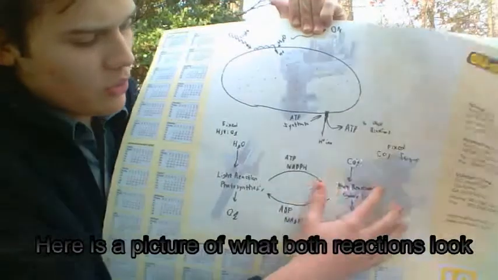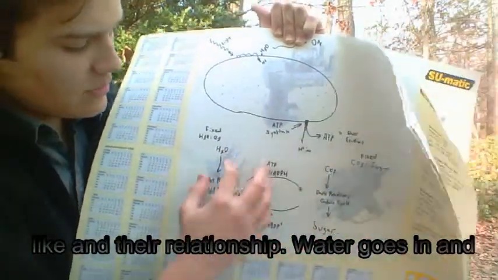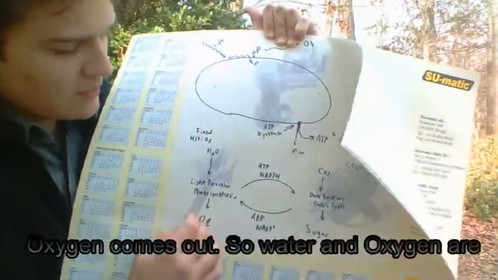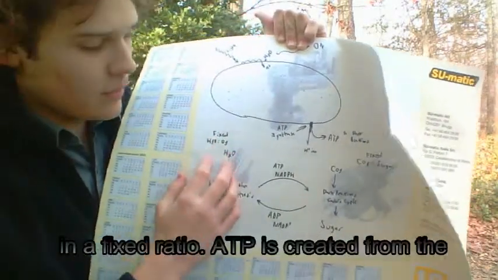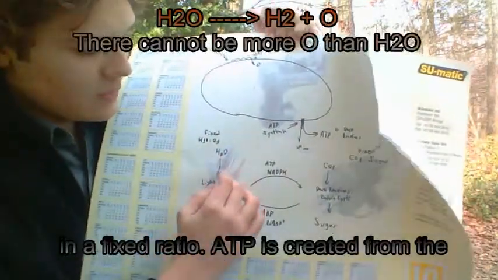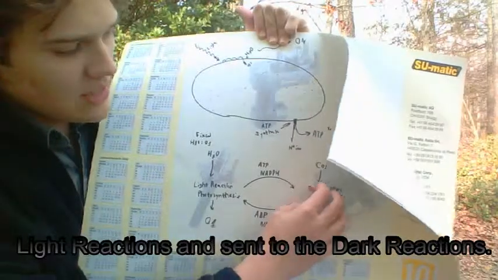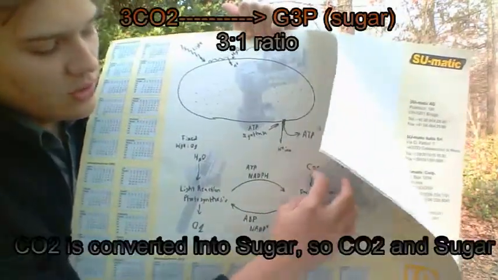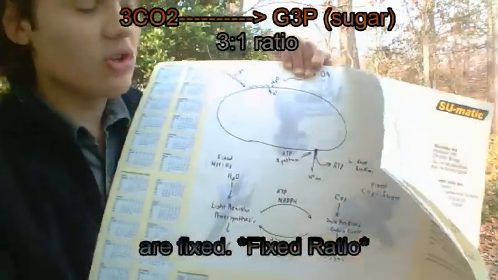Here's a picture of what both reactions look like and their relationships. Water goes in and oxygen comes out, so water and oxygen are on a fixed ratio. ATP is created from the light reactions and sent to the dark reactions. CO2 is converted into sugar, so CO2 and sugar are fixed.